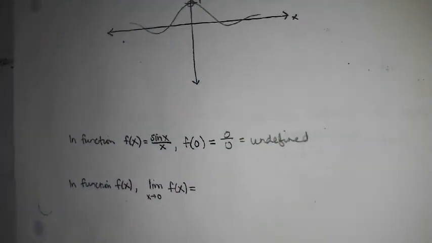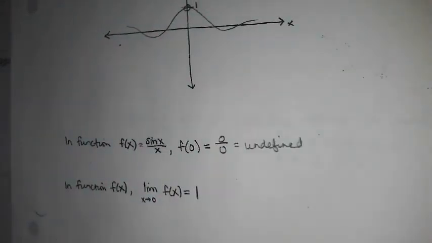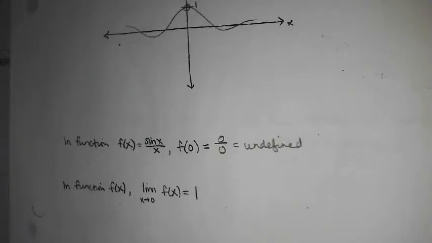But the limit as x approaches 0, we now know is 1. So just really pointing out that even though the function value doesn't exist, the limit still can. Okie doke?